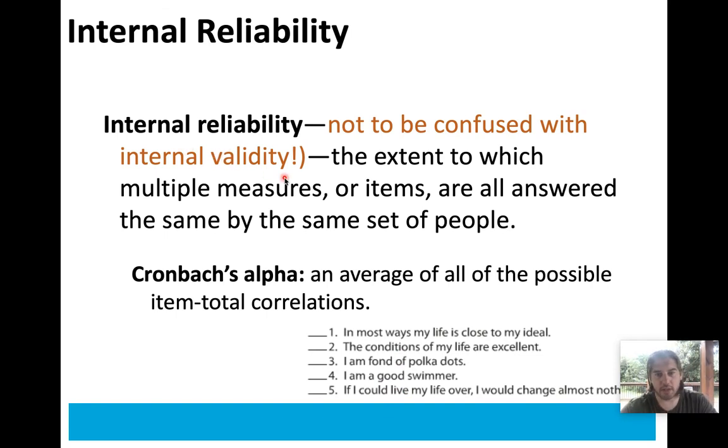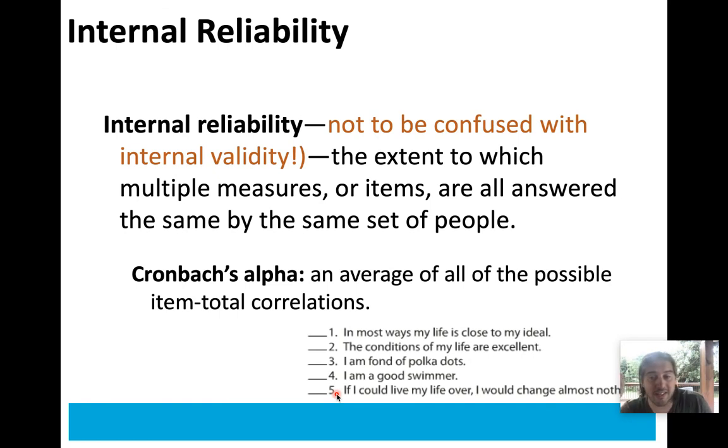So internal reliability is the idea that if this is a life satisfaction scale, then questions 1, 2, and 5 should be answered very similarly, right? Because these questions are assessing how much someone is satisfied with their life. My life is close to my ideal: a high rating there means high life satisfaction. Conditions of my life are excellent: a high rating means high life satisfaction. If I could live my life over, I would change almost nothing: a high rating would mean high life satisfaction. So questions 1, 2, and 5 should correlate very closely with each other.